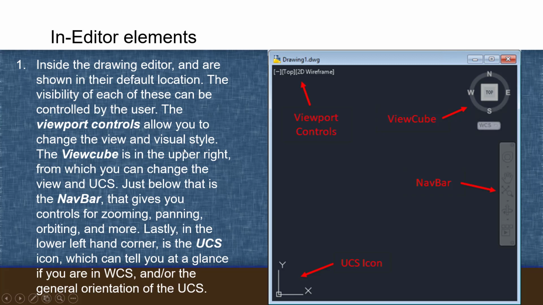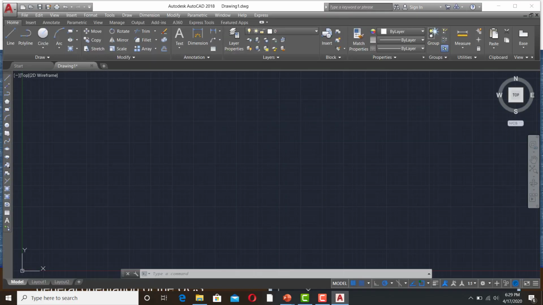This is the ViewCube, which is also one of the introductory elements in the upper right, from which you can change the view. For example, the universal coordinate system, or you can select your own coordinate system as well. You can make your own. So this is what the ViewCube will show you. You can change the dimensions and the coordinate system.